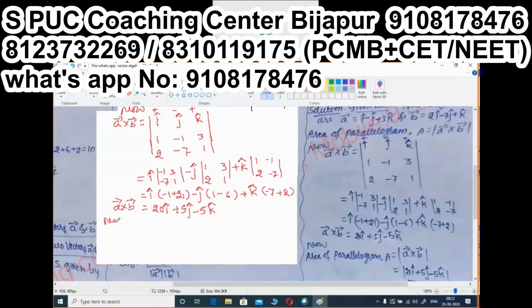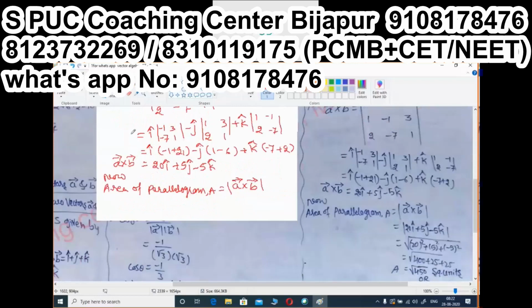Now you can write once again that formula for the area of the parallelogram. What you have written already, the same thing you have to write here. Area of parallelogram is equal to modulus of A cross B, mod of A cross B. So already we have A cross B here, the modulus of that you have to find out, then the final result is going to come out. So write once again and do that.